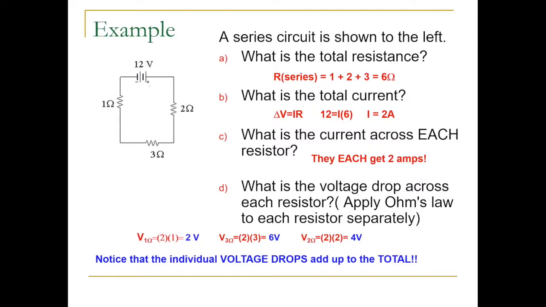Let's take a look at what that looks like in practice. So we have a series circuit as seen on the left, and we want to find the total resistance. Well, we know that that's going to be the sum of the individual resistances, which is 1 plus 2 plus 3, which is equal to 6 ohms.